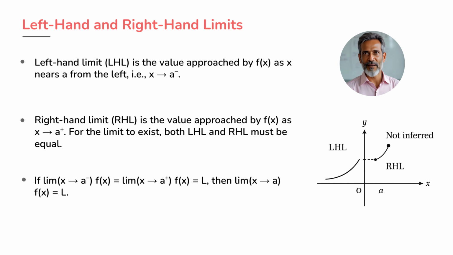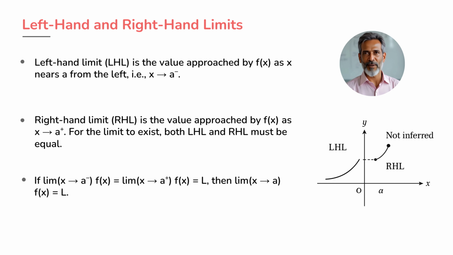We write this as limit of f of x as x approaches a from the left, or mathematically, limit as x approaches a minus. Similarly, if the ant approaches from the right side, values larger than A, the corresponding value f of x approaches is the right-hand limit, written as limit as x approaches a plus.